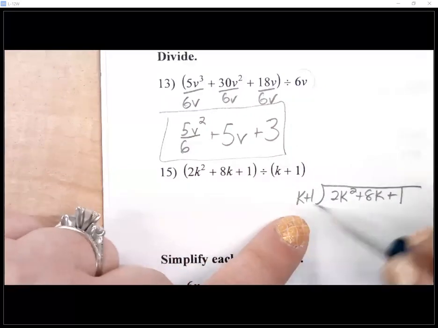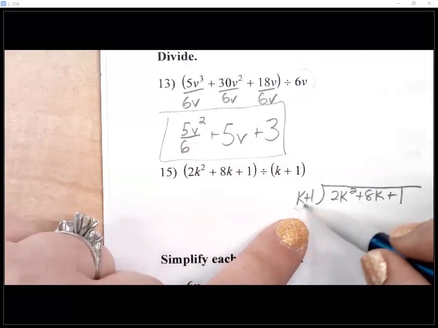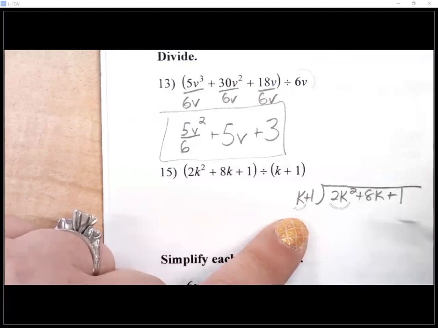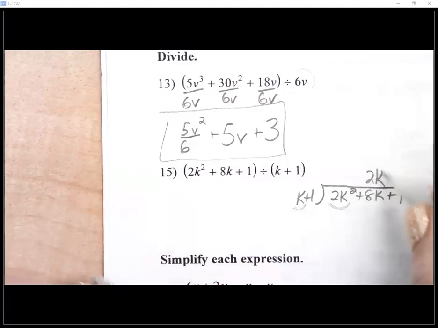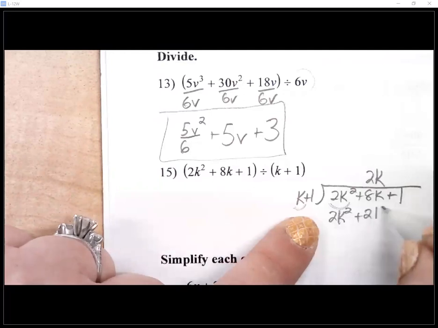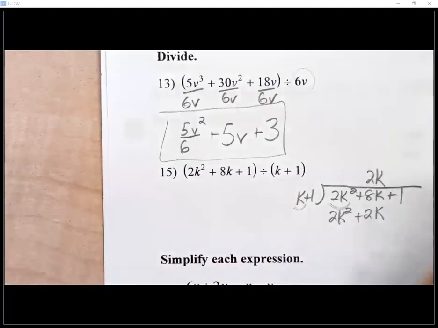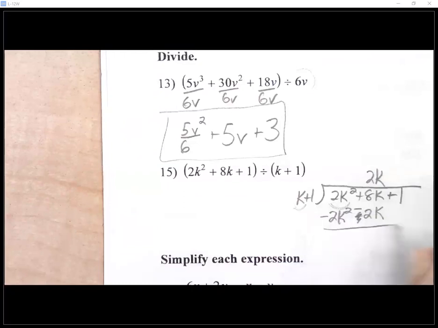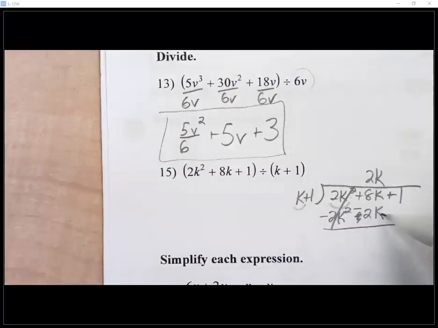And then here's the process. I'm asking myself, what do I multiply the first term here, k, by to get 2k squared? 2k, so I put it up top, and I multiply 2k times everything out in front. Notice how I'm lining them all up, all the exponents line up. Once I multiply it, then I have to subtract them both. 2k squared minus 2k squared cancels, that's gone. But now I have 8k minus 2k, which is 6k. Boy, tongue twisters today.